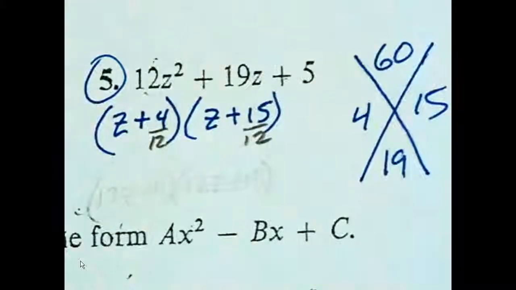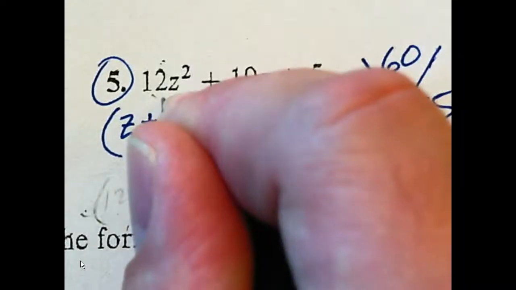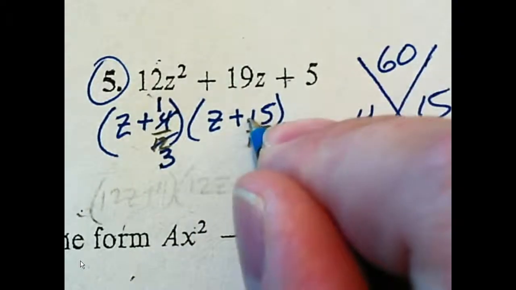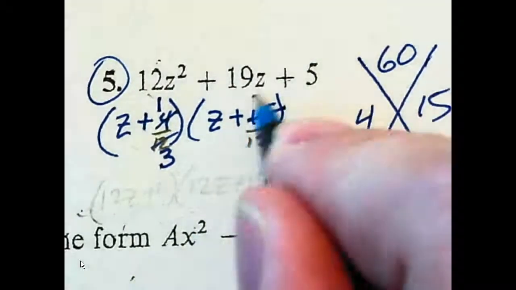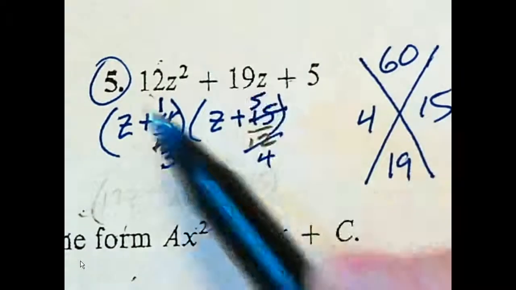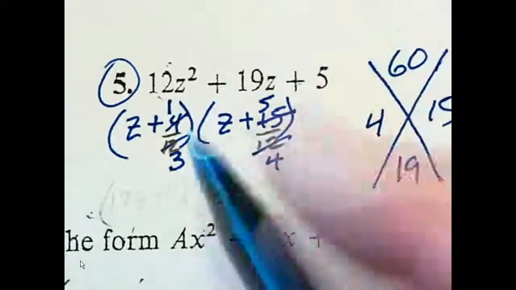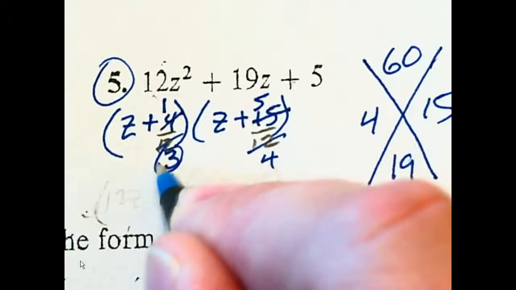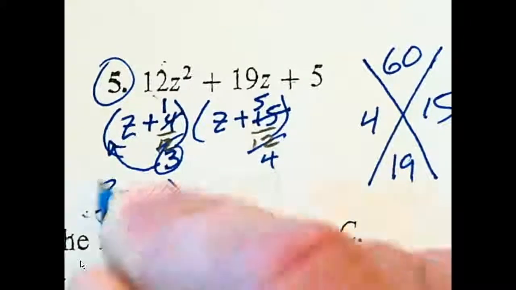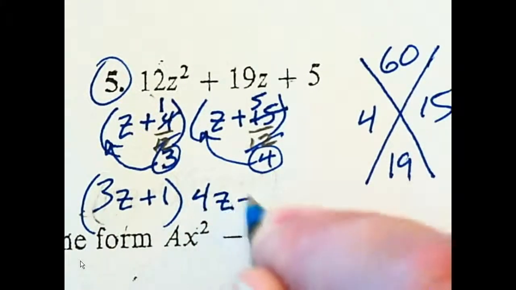So everyone talking, be done talking. We're done here in a minute. This becomes a 1, and this becomes a 3. This becomes a 5, and this becomes a 4. Now, if you forgot how to reduce, you're trying to find the number that goes into both, right? You divide each term by it. So in this one, that becomes 3z plus 1, and this part becomes 4z plus 5.